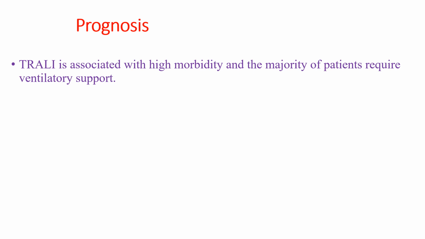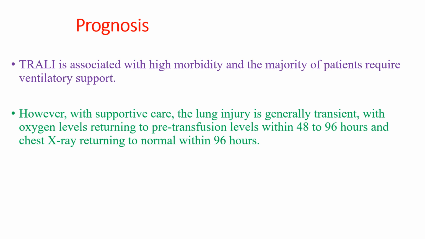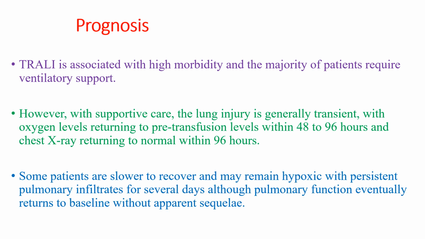Transfusion-related acute lung injury is associated with high morbidity, and the majority of patients require ventilatory support. However, with supportive care, the lung injury is generally transient, with oxygen levels returning to pre-transfusion levels within 48 to 96 hours, and the chest X-ray returning to normal within 96 hours. But some patients are slower to recover and may remain hypoxic with persistent pulmonary infiltrates for several days.